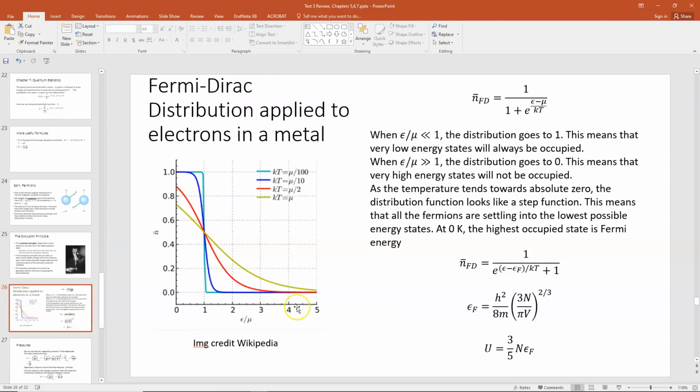So here's a plot of what the Fermi-Dirac distribution function looks like for different values of temperature. And here is what the Fermi-Dirac distribution function is. The Fermi-Dirac distribution function, n bar sub FD, is 1 over 1 plus e to the (epsilon minus mu) over kT. Here, epsilon is the energy of the state, mu is the chemical potential, and of course kT we've discussed before.